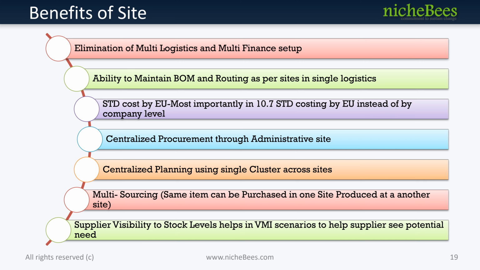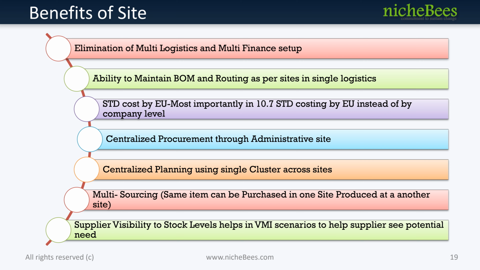Fourth, centralized procurement through the administrative site, as we saw in the previous slide. Fifth, centralized planning using a single cluster across sites. Now the planning cluster is mandatory to facilitate centralized planning. Sixth, multi-sourcing. The same item can be purchased in one site and produced at another site. For this, the item type Product was introduced. The item types Purchased and Manufactured have been merged into the item type Product. The reason for merging is that the supply of an item can differ for each site. The item can be purchased at one site and subcontracted or produced at another site.